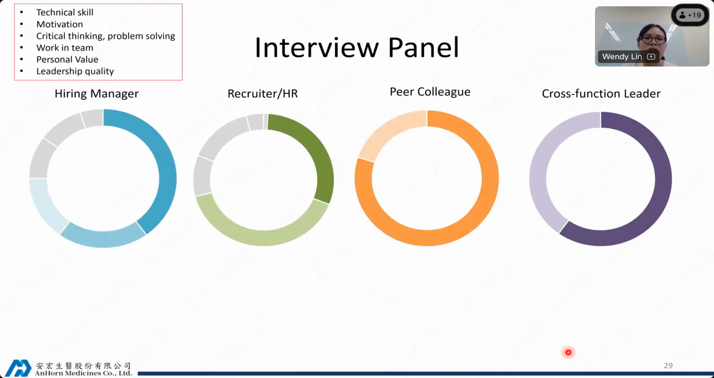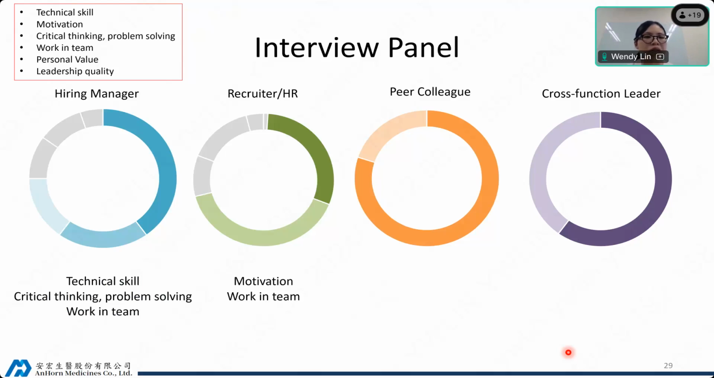Different stakeholders will have different considerations when they go into an interview. For the hiring manager, because the person will work with you day to day, the hiring manager will think in more detail and from various perspectives. The person will definitely evaluate your technical skills, your problem solving capabilities, and whether you have the flexibility to work in the team.